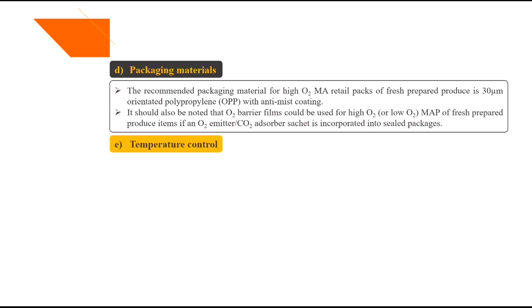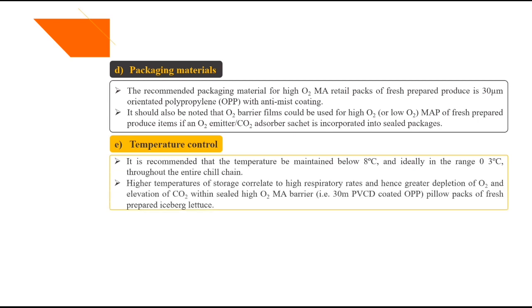Next is the temperature control. The importance of proper temperature control to retard quality deterioration and assure the microbial safety of fresh prepared produce cannot be overemphasized. For high oxygen MAP, it is recommended that the temperature should be maintained below 8 degrees centigrade and ideally in the range of 0 to 3 degrees centigrade throughout the entire chilling chain.